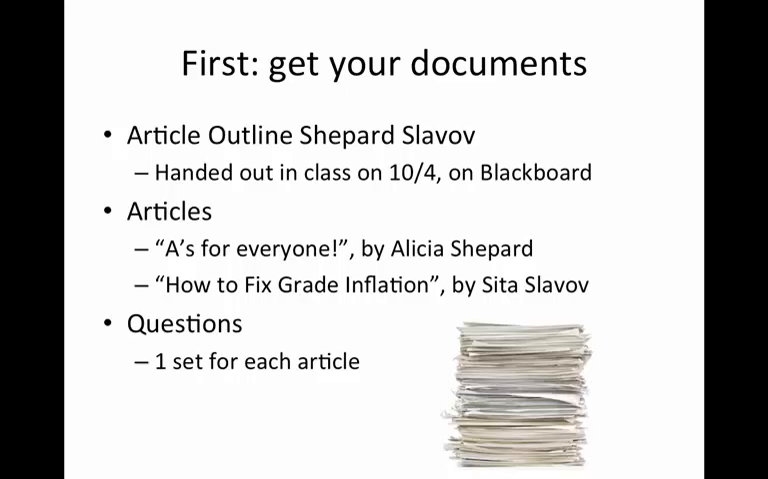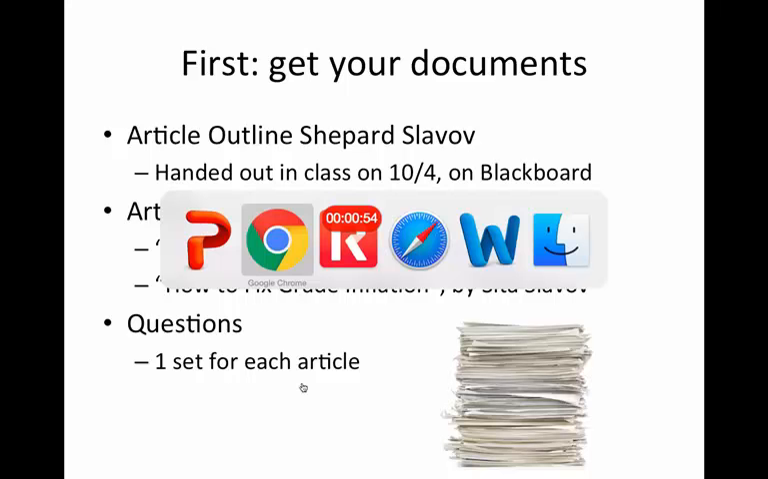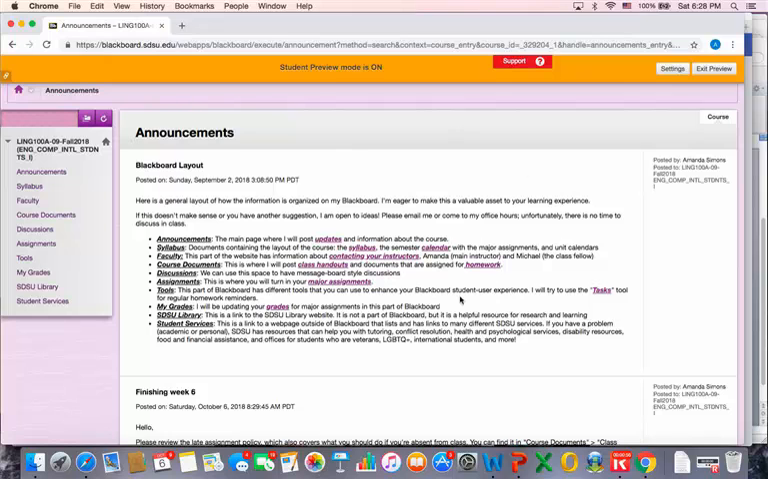The documents that you'll need and that will be helpful is the actual assignment itself. The document is called Article Outline, Shepard, Slavov, and it was handed out in class on October 4th, and it's also on Blackboard. If you log into Blackboard, it'll look something like this.